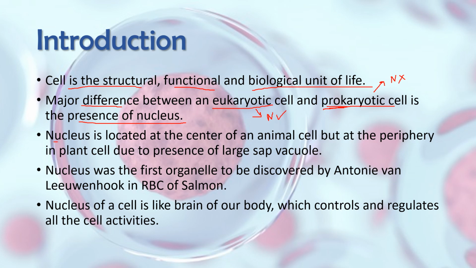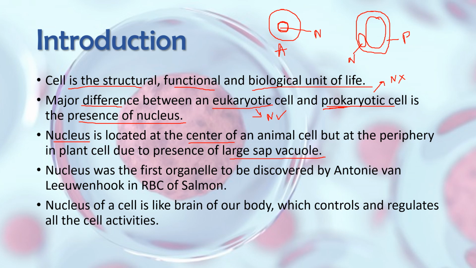Now, location of nucleus: where do we find the nucleus in a cell? In an animal cell, the nucleus is located at the center of the cell, whereas in a plant cell it is quite shifted to the periphery because of the presence of a large sap vacuole. Suppose this is an animal cell. In this, this one is the nucleus, present at the center of the cell. In the case of a plant cell, because of the presence of a large vacuole, the nucleus is shifted towards the periphery.